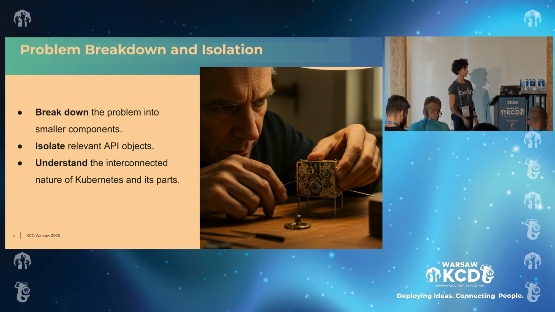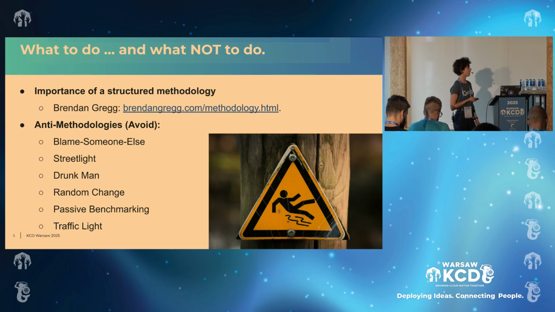And there's a good list from Brendan Gregg, who has been working at Intel and on networking, and he focuses on what we should not do. There's this anti-methodology list, which might sound funny, for example, that we shouldn't blame someone else, or we shouldn't act like a drunk man and introduce random changes.